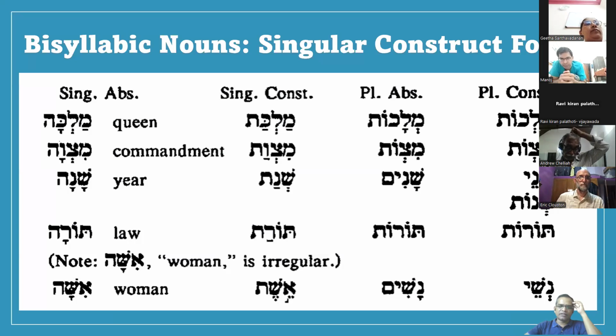Mitzvah, mitzvat. Shana, shenat. Chora, choret. But for Isha, you see it is Eshet. What is happening here? It is not Ishat, it is Eshet. The Hirik is becoming Tsere.